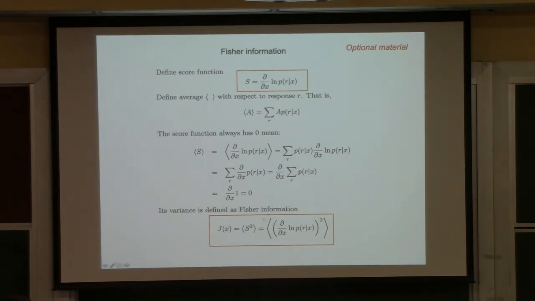All right. Based on that, you can... So this function turns out that the s you can regard as a random variable, because the response varies from trial to trial. It's a random variable, so this is scalar. Its average is always equal to 0. Its variance is called the Fisher information.